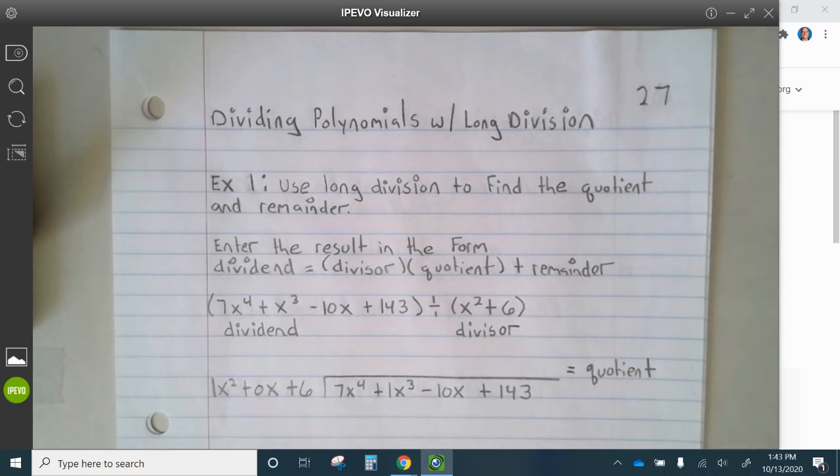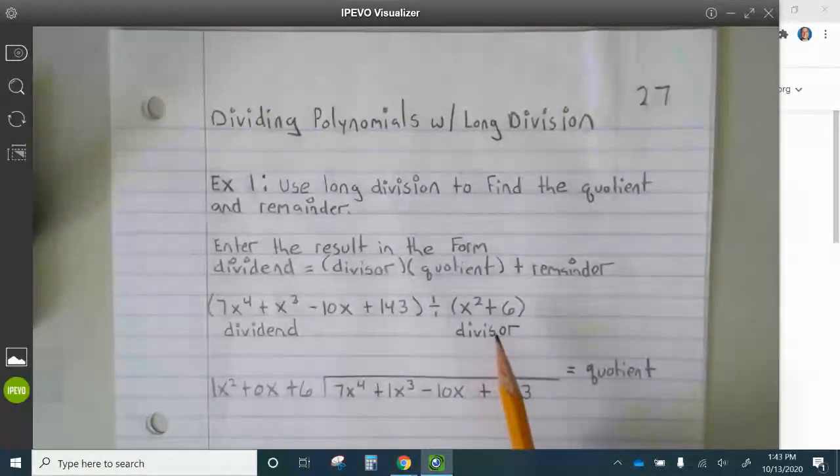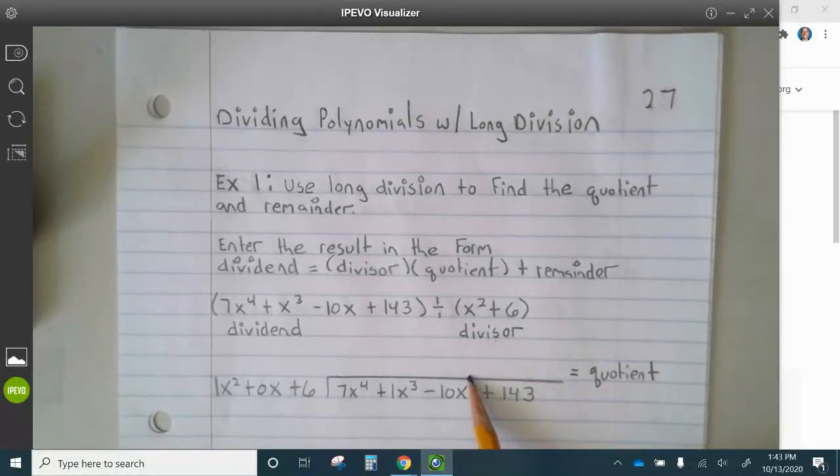Okay, say we're on journal page 27, dividing polynomials with long division. Example 1. Use long division to find the quotient and remainder. Enter the result in the form dividend equals divisor times quotient plus remainder. Okay, this is the dividend, this is the divisor, and this is the quotient.